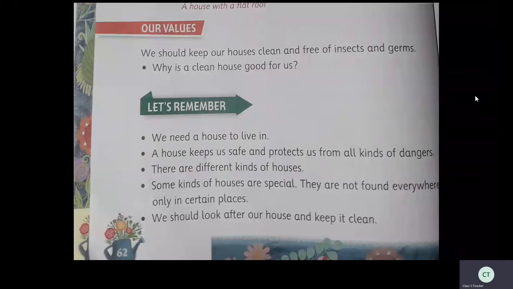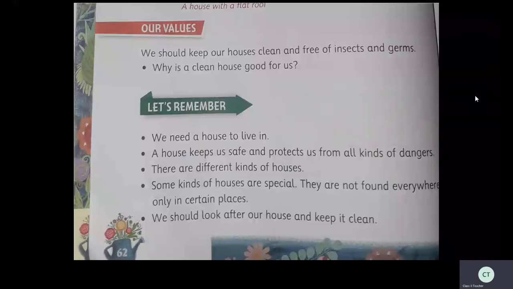But when we clean, they will be killed. So it kills the germs. And also it keeps our home free of dust. When we clean every day, there won't be any dust in our home. Okay, children. So you should clean our house every day.